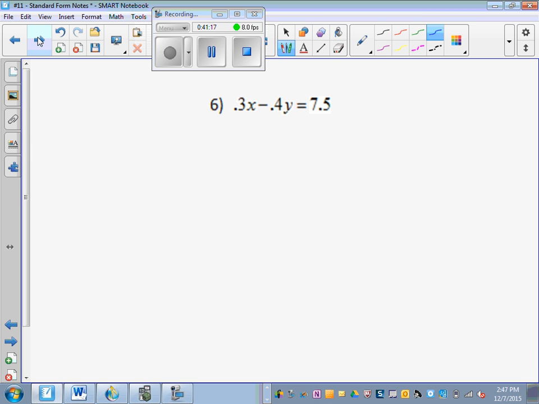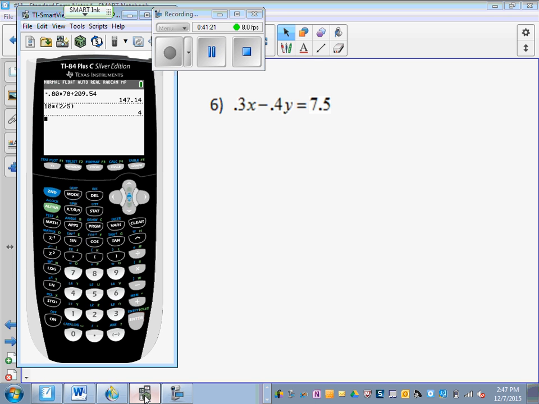Okay. How do I turn these into fractions? Who remembers how I turned this into a fraction? Put it in and you click math. Math, fraction, enter. So 0.3 is 3 tenths. So I take my decimal and put it into my calculator, 0.3, and I want to change that into a fraction. So math, fraction: 3 tenths.